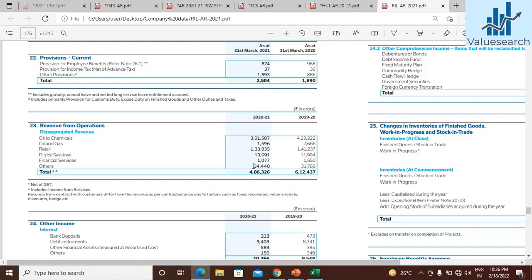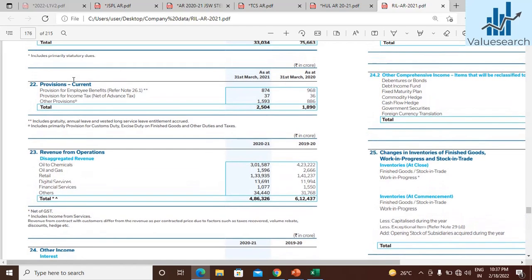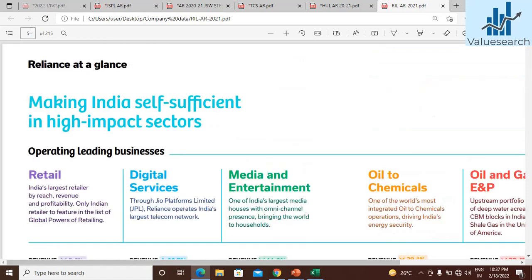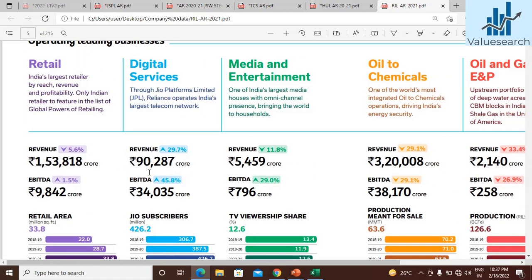So if you add this amount, 13,691 plus 34,440 is your 48,131. So still this amount is so less than this amount. Still it is around 40,000 crore rupees of shortfall.